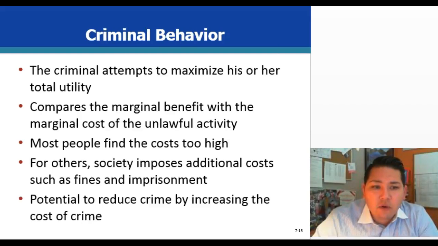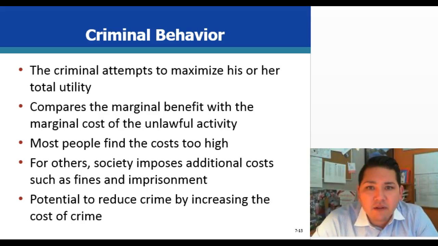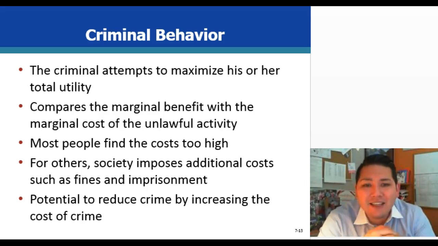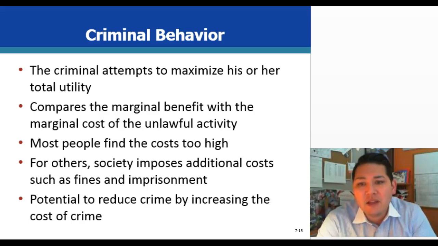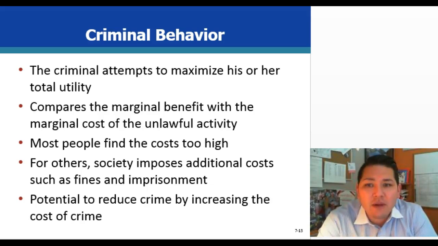And then the last slide here, we're going to be talking about criminal behavior. The cost of criminal activity consists of the guilt one may feel, the supplies and tools needed for the crime, and the foregone income from lawful activity. These costs are generally too high for most people. However, for those who find that the benefits of crime exceed these costs of crime, many may be further deterred due to the cost society levies on lawbreakers, namely fines and possible imprisonment.